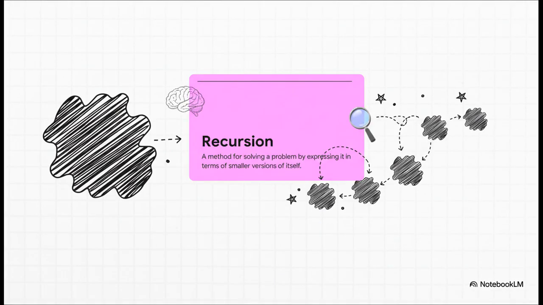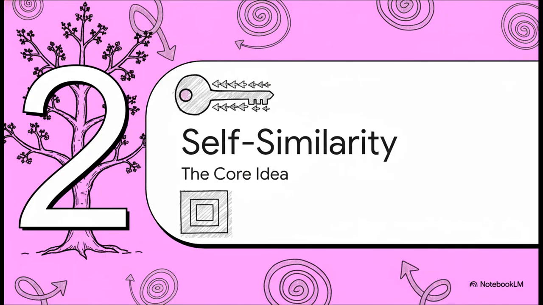So if it's none of those things, then what is it? At its heart, recursion is a problem-solving philosophy. It's a way of looking at a big, messy problem and saying, hey, what if I could solve this by just solving a smaller identical version of it first? And that right there, that idea of an identical version, brings us to the absolute core concept that makes the whole thing work: self-similarity. If you get this, you get recursion.